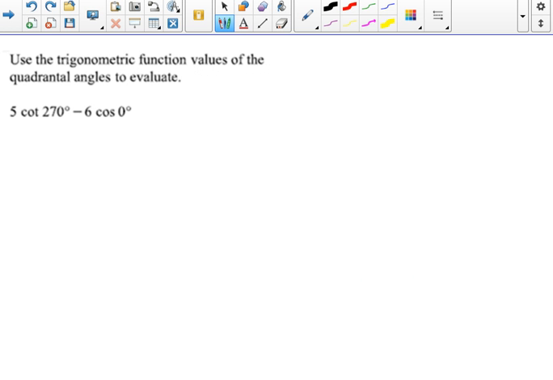All right, so this problem looks nasty, but we're going to take care of this because we'll look at this one first. So we'll do that one in red. We'll analyze the cotangent of 270 in red, and we'll analyze the cosine of 0 in blue. So at 270, it's down here.